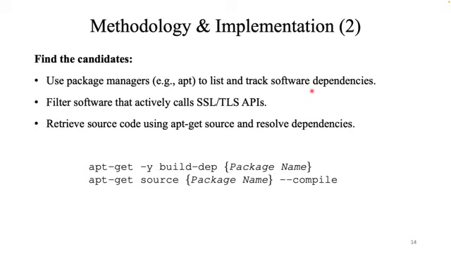To find candidates, SSLINT uses package managers like apt to list dependencies and check software using SSL libraries such as OpenSSL or GNU TLS. And the source codes are then retrieved and filtered to include only software actively calling SSL APIs. Just like these two commands, we will first build its dependencies before we install the package, and then we get its source code.